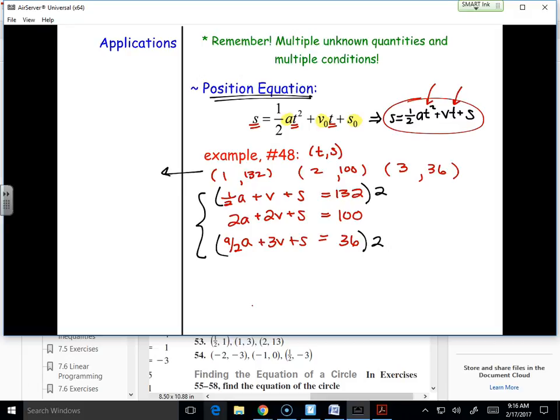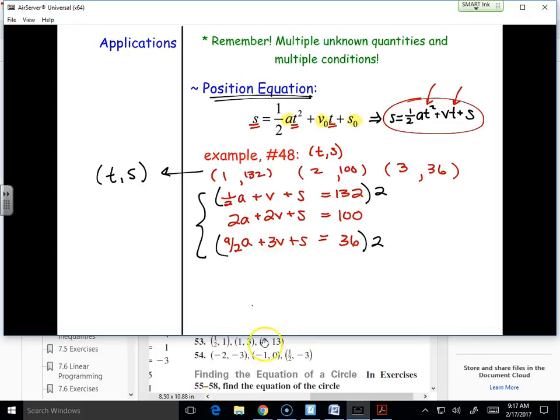Okay, all better. Each of these points follows the pattern of t followed by s, which is like your x followed by y. So we plugged in the y values, like 132, into the y spot, that's why it's over here. We plugged in the t values into the t spots and simplified, and that's how we got this. So just like that other example that we looked at, you plug in the x's and y's and simplify.